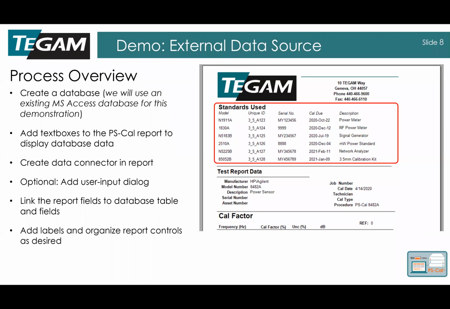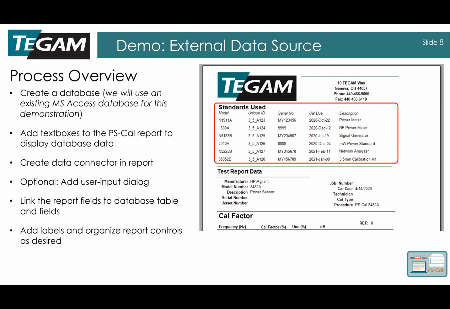The overview of the process, just sort of an outline of the steps we'll be taking. First of all, you have to have a database, some sort of external database. I have one that we've already made, and it's just a simple Microsoft Access database. And all it does is hold some of our standards and the cal due dates for those standards. So that's the information that we're going to input into a report today.